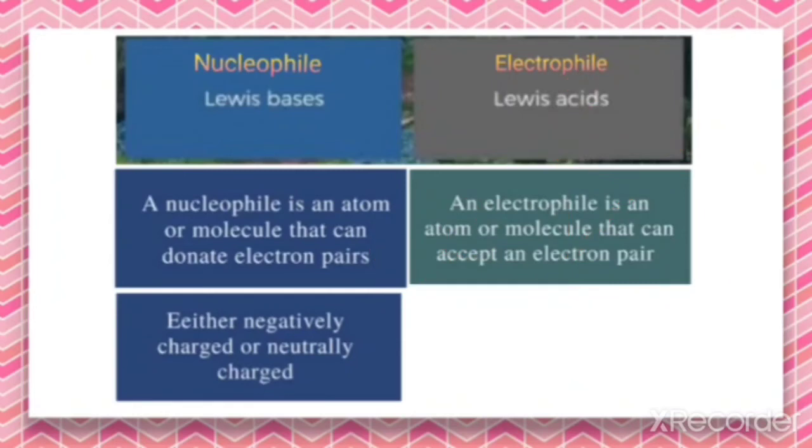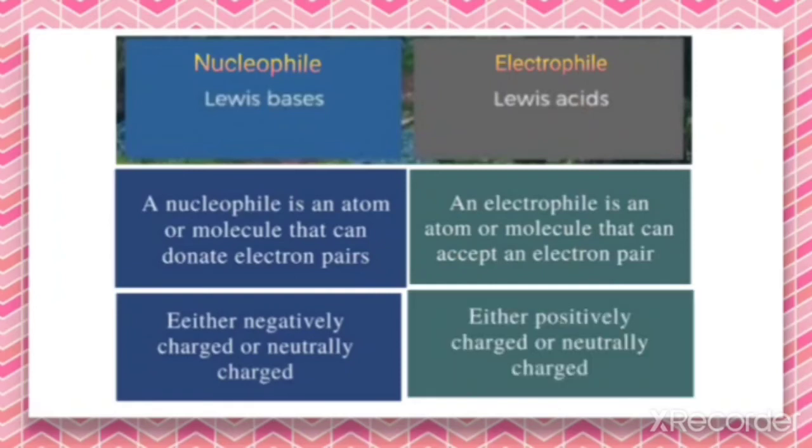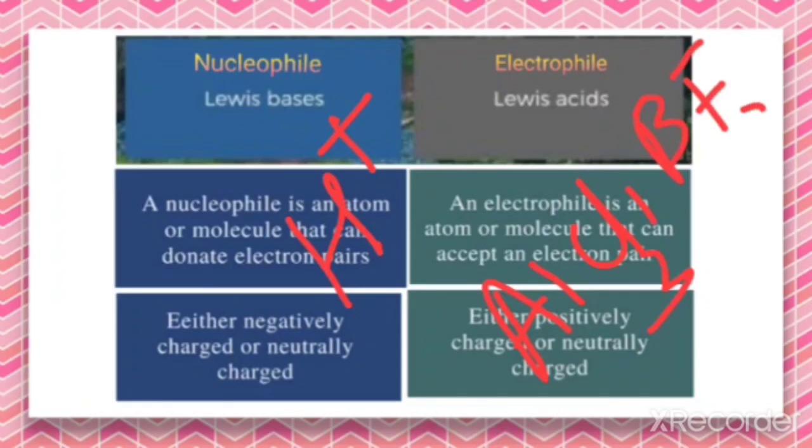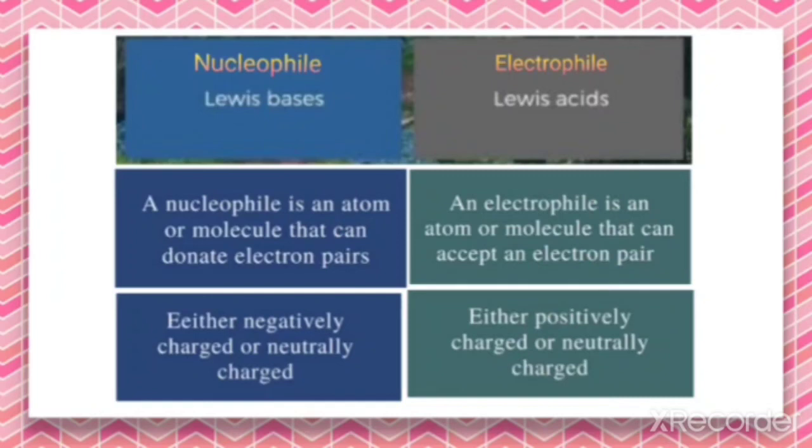In the case of electrophiles, they are either positively charged or neutral, like positively charged H plus. H plus is electron deficient, that's why it has a positive charge. And neutral molecules like AlCl3 and BF3 are electron deficient molecules, therefore they act as Lewis acids. So these are the comparative studies of Lewis acids and Lewis bases, which are also called nucleophile and electrophile. But in organic chemistry, we use the words electrophile and nucleophile much more than Lewis acid and base.